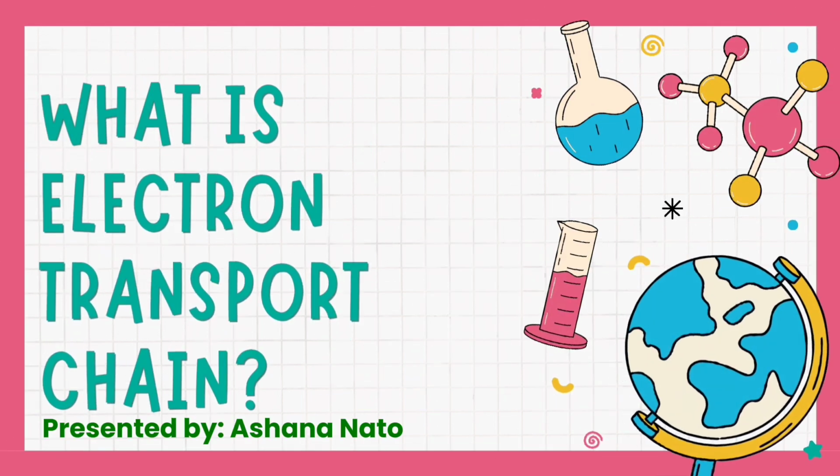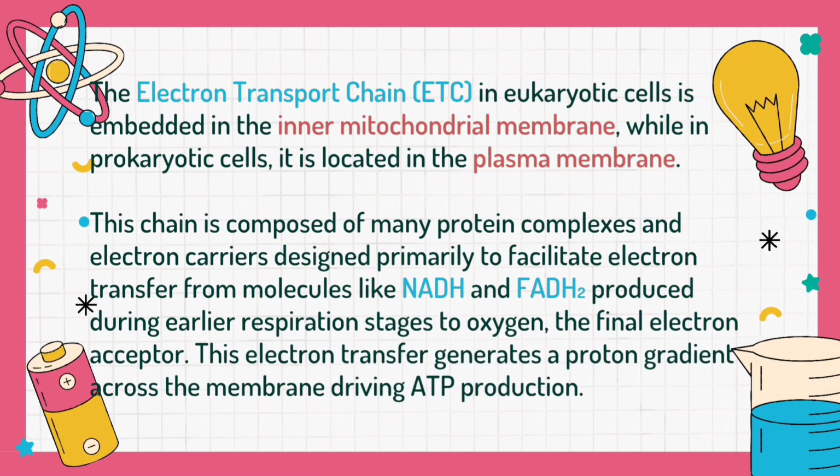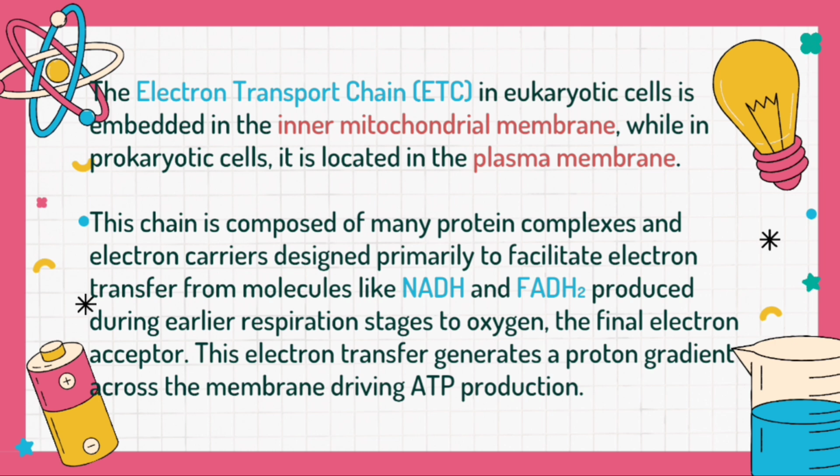What is electron transport chain or ETC? The electron transport chain in eukaryotic cells is embedded in the inner mitochondrial membrane, while in prokaryotic cells it is located in the plasma membrane. This chain is composed of many protein complexes and electron carriers designed primarily to facilitate electron transfer from molecules like NADH and FADH2, produced during earlier respiration stages, to oxygen, the final electron acceptor. These electron transfers generate a proton gradient across the membrane, driving ATP production.